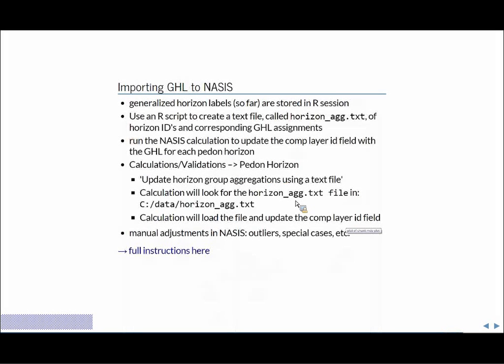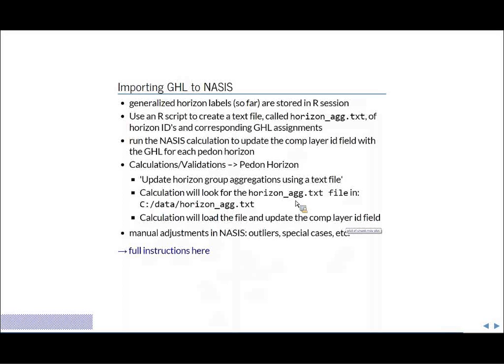Once you're happy with your assignments and you've evaluated the data, it's a pretty simple matter to run a couple of commands in R, which will save your assignments out to a text file. There's a calculation analysis under the pedon horizon folder called Update Horizon Group Aggregations using a text file. It'll look for that file specifically here.